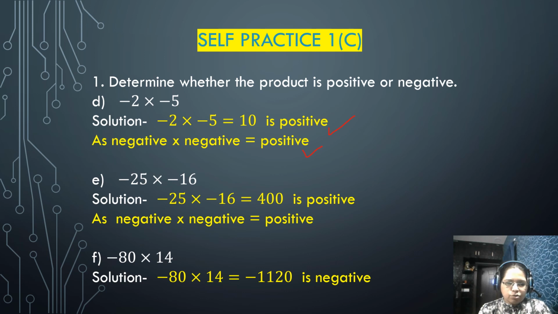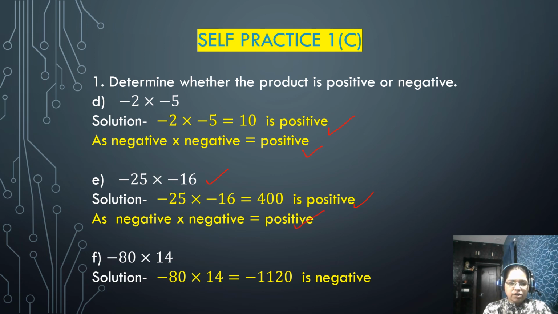E, minus 25 multiplied by minus 16. First we multiply the integers without sign. 25 multiplied by 16 is 400. 400 is positive, and we know multiplication of minus and minus, minus multiplied with minus, we get plus. So minus 25 multiplied with minus 16, we get 400, and 400 is positive.